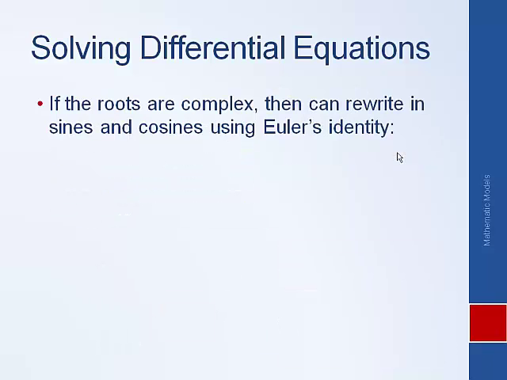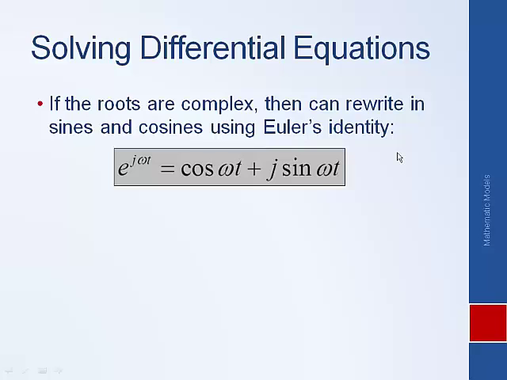If the roots are complex, then we can rewrite the solution using sines and cosines. So if our lambda 1 is complex or our lambda 2 is complex, we'll have an exponential with a complex exponent. And we can rewrite that using this equation here called Euler's identity. And if you're not comfortable with that, that's okay. It's not something that you're going to be tested on. I'm just trying to explain to you why the form of the solution looks the way it does.